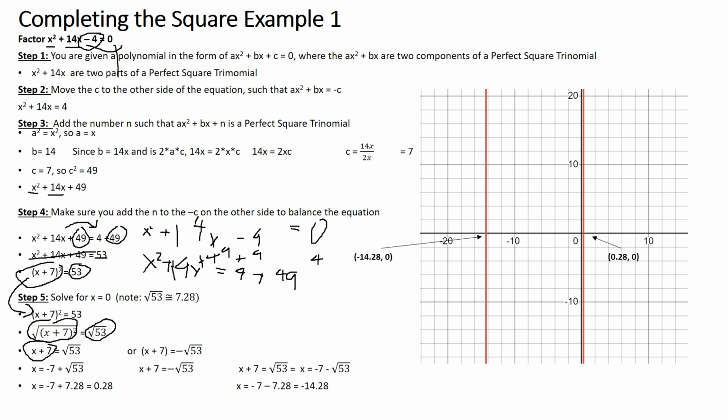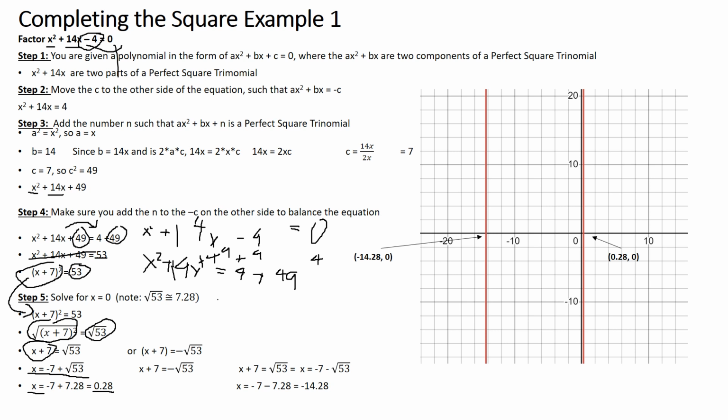So I want to solve for x. I've got x plus 7 equals the square root of 53. I'm going to subtract 7 from both sides. Now I'm left with x equals negative 7 plus the square root of 53. And I put up here, the square root of 53 is about 7.28. So x equals negative 7 plus 7.28, which equals 0.28.